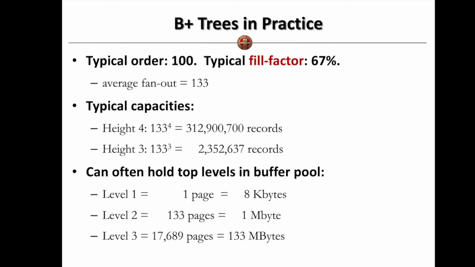So typical order for the B plus tree will be about 100. Remember that in a B plus tree we can have some blank entries, and the typical fill factor for the B plus tree will be about 67%, right? As to the pointers we have for the nodes, the average fan out will be about 133. In other words, we still have some pointers and key entries which are blank in the B+tree's nodes.